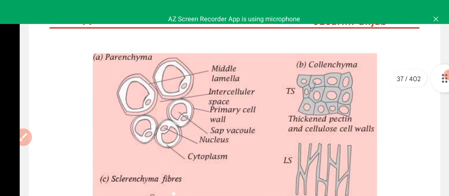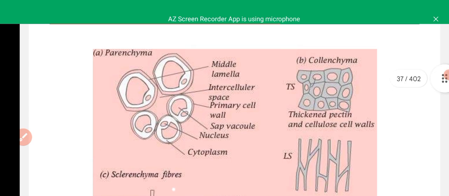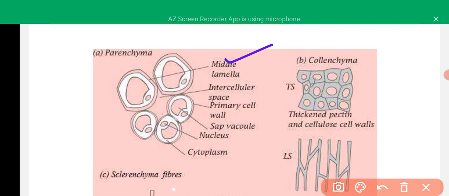Here are the basic pictures of different types of cells. Here are the parenchyma cells. Here is the middle lamella, the layer first to be formed between primary walls. It is formed between the primary walls of neighboring cells. Sorry, it is our middle lamella.